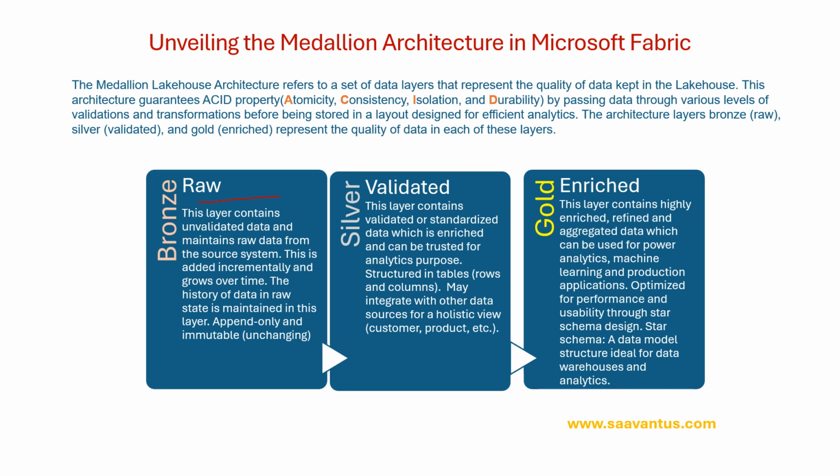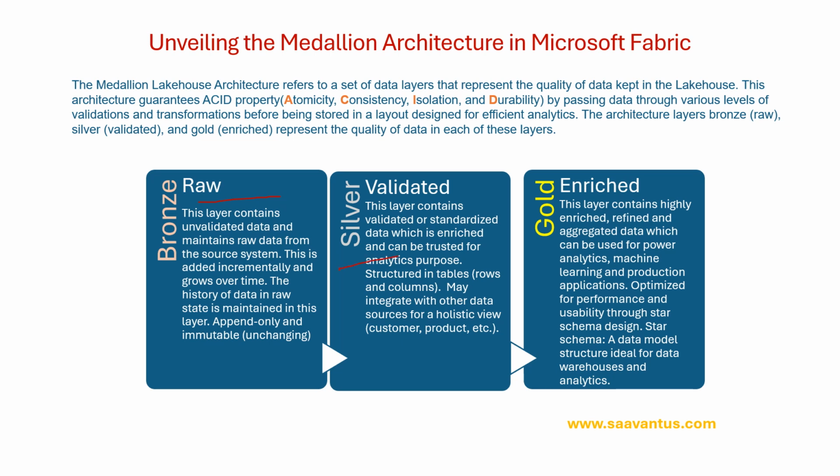The bronze layer contains unvalidated data and maintains raw data from the source system. Whatever data is in the source system is just pulled into this bronze layer, which is also called the landing zone. Bronze, or the raw layer of the Medallion architecture, is the first layer of the lakehouse. It is the landing zone for all the data, whether it's structured, semi-structured, or unstructured. The data is stored in its original format, so no changes are made to it.